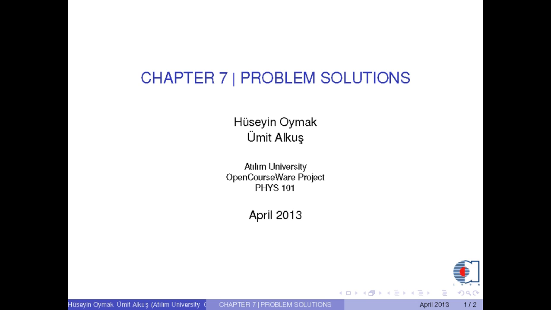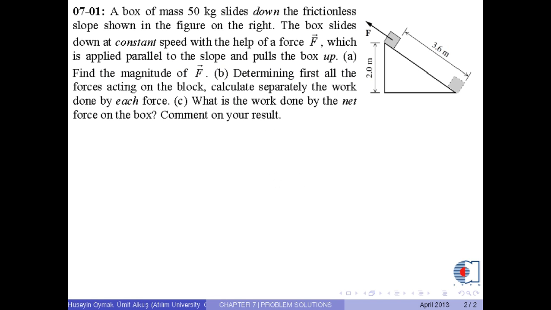In this video, we will solve one problem in Chapter 7. As you see in this figure, a box of mass 50 kilograms slides down the frictionless slope at constant speed with the help of a force F, which is applied parallel to the slope and pulls the box up.